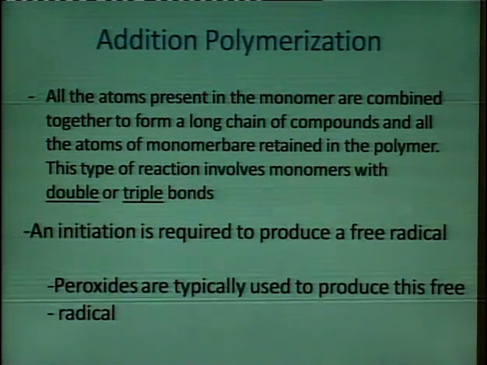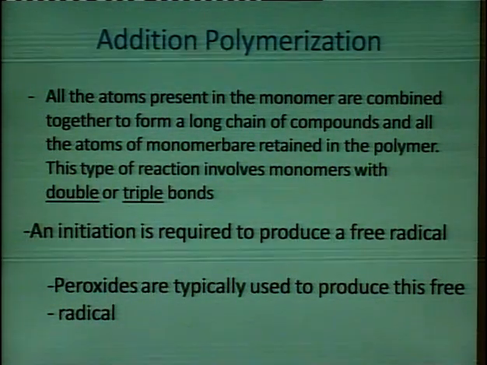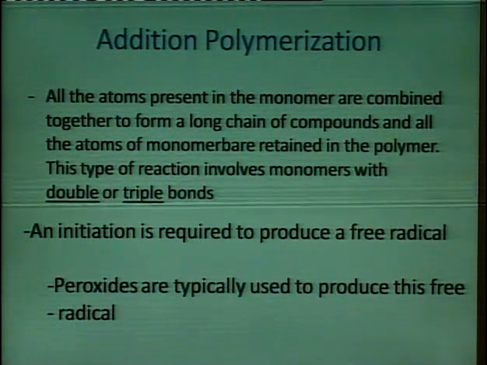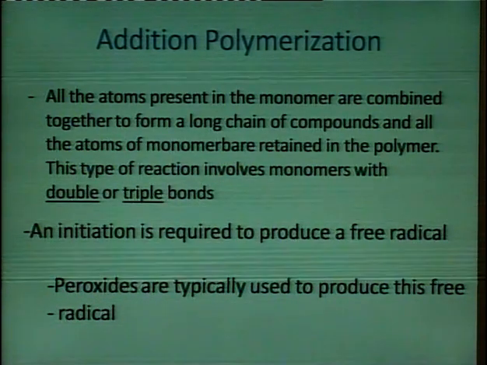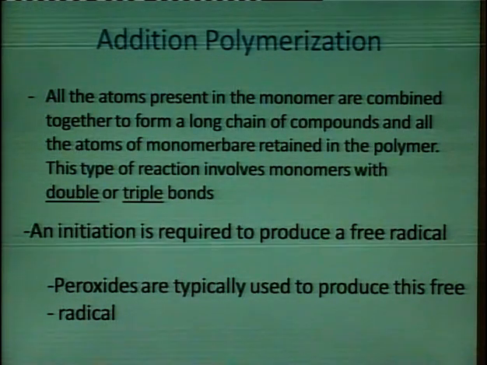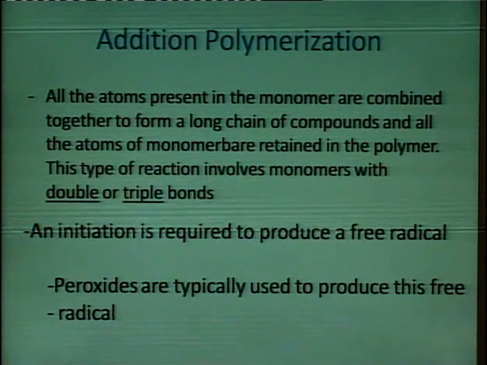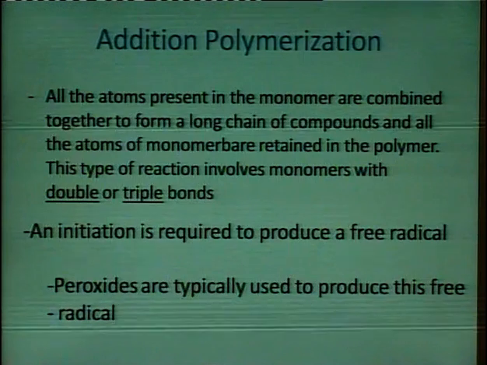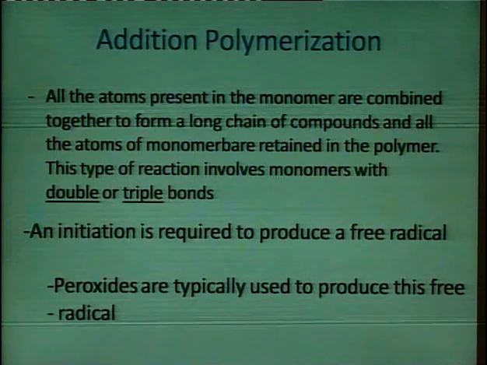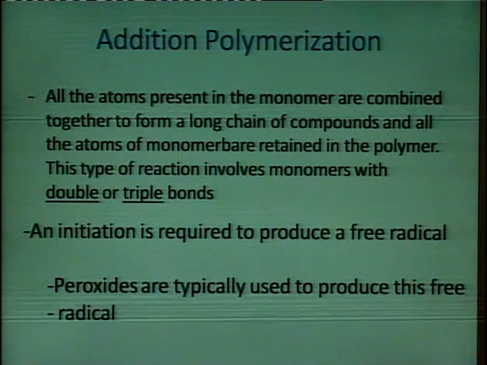Another example of an organic reaction is addition polymerization. Carbon has a unique property: the size of the carbon atom is small, and that is why it has the property to form long chains of compounds, which is called catenation. All the atoms present in the monomers combine together to form a long chain, and all the atoms of the monomers are retained in the polymer.